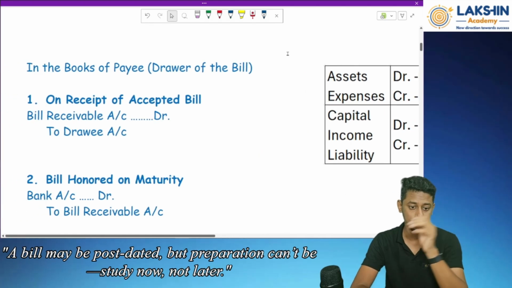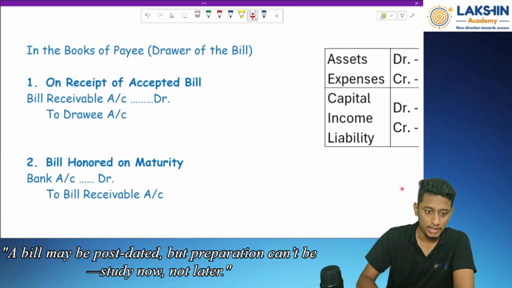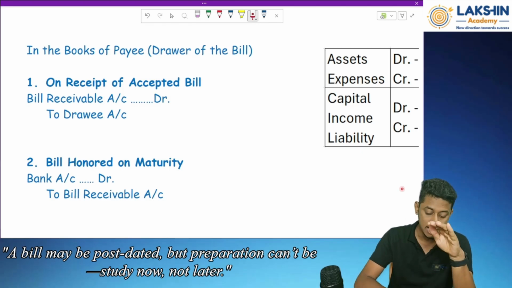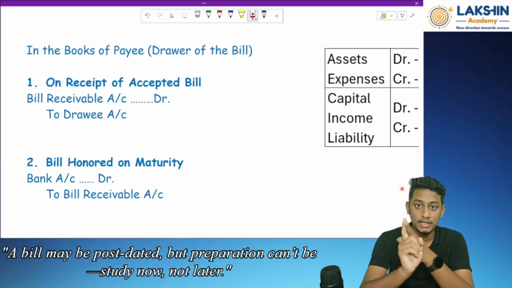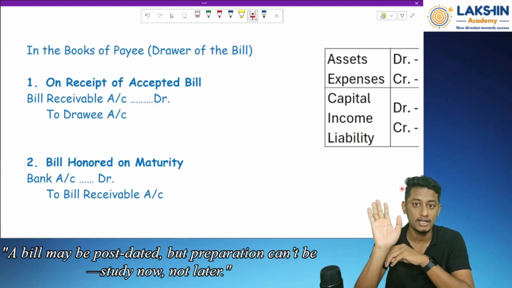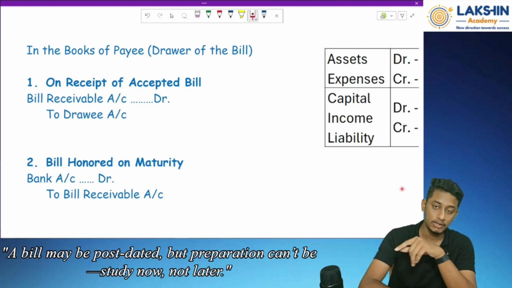I hope that you are really clear with the basics of journal entries, and I will begin the chapter. So, first case. In the books of payee, who is payee? The drawer of the bill. In my case, Mr. A. In this chapter they will ask you from the point of Mr. A, from the point of Mr. B, and from the point of Mr. C. Mr. C we will look at afterwards, once we are finished with the basic journal entries.